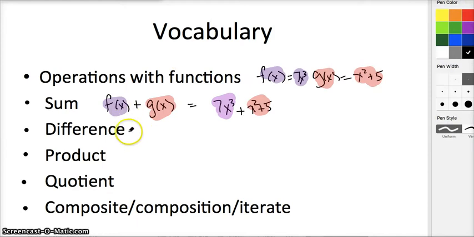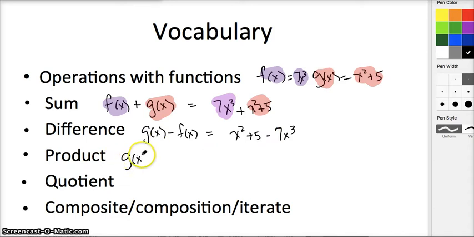Pretty straightforward, pretty simple. The difference of functions is also similarly easy. So g of x minus f of x would end up being x squared plus 5 minus 7x cubed. And that's it. Again, the difference is literally what you think, the subtraction of two functions. Product, you got it, would be the multiplying of two functions. So g of x times f of x. What that would look like is we would take our g of x, which is x squared plus 5, and multiply it by 7x cubed.